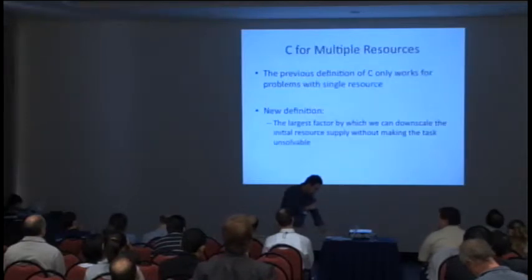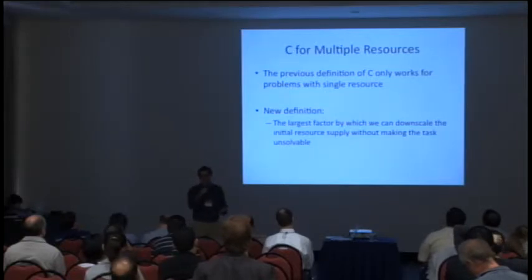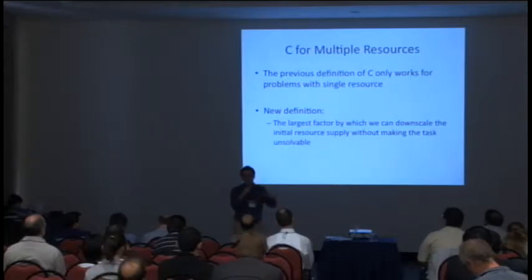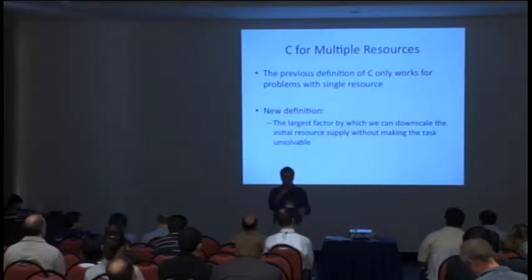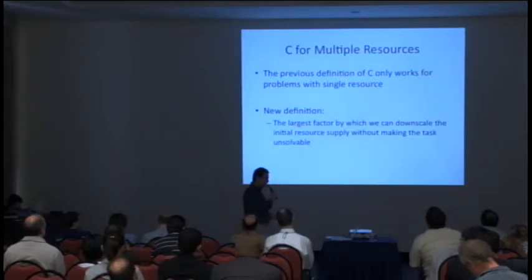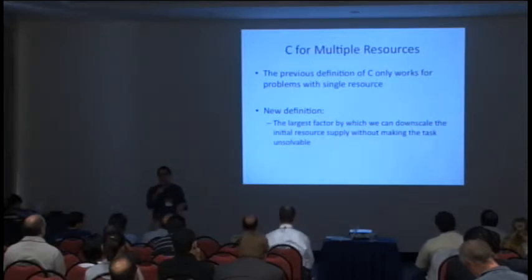But the problem with this definition is that it cannot be used for multiple resources. Because when you have multiple resources, in the space of resource allocations you don't have just one minimum. You have probably Pareto minimal points in that space. So one contribution of this work is to generalize this C value for multiple resources. The new definition we propose is this: the C value is the largest factor by which we can downscale the initial supply of all the resources such that the problem doesn't become unsolvable.